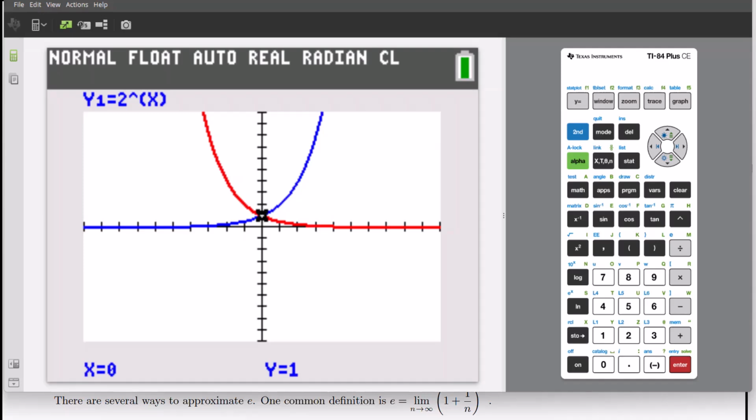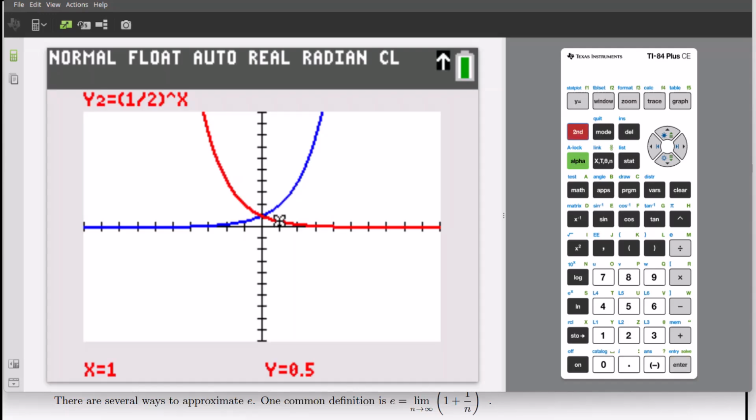And also, when I try to trace, for example, 1, then you'll see I always pass through (1, 2) in this case, because x is 1, and 2 to the power of 1 is really 2. So I just get the base back. If I'm on the red curve and I plug in 1, then also notice how we get 0.5, because 1 over 2 is 0.5. So this is how you can graph the function and verify that the graph is correct.